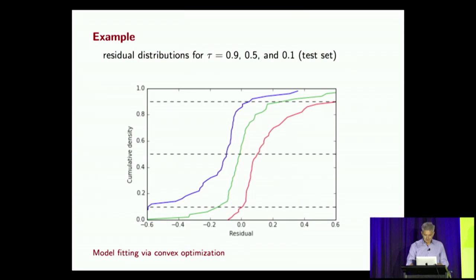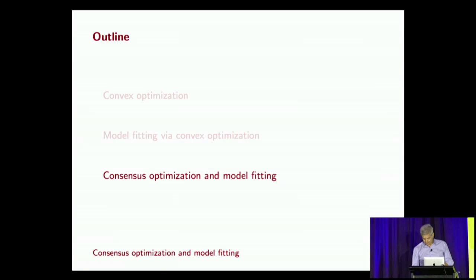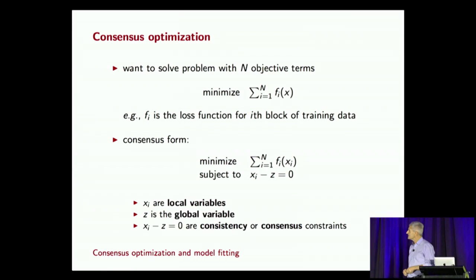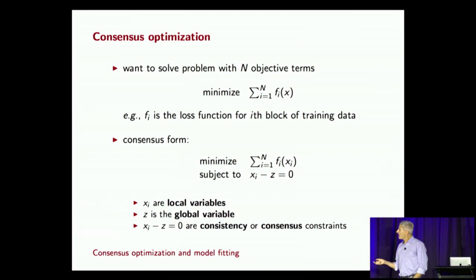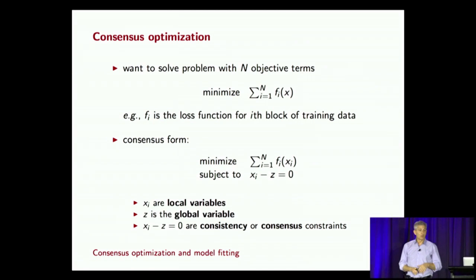Okay. All right. What we're going to do now is get into the last topic, which is just consensus optimization and model fitting. So let's take a look at what that looks like. What it is, you want to solve a problem that looks like this. You want to minimize a function, which is a sum of terms. Now, to make a very specific idea of what this is, let's make x a parameter in a data model, and let f_i be the loss function for the ith block of data. So I have a bunch of servers, each sitting on a petabyte of data or whatever it is.